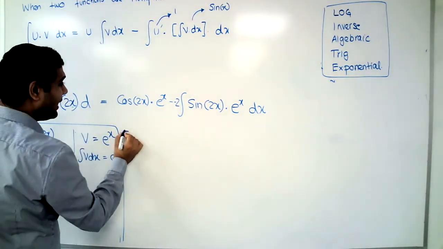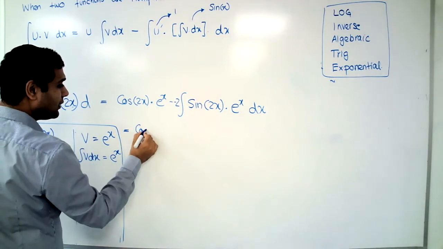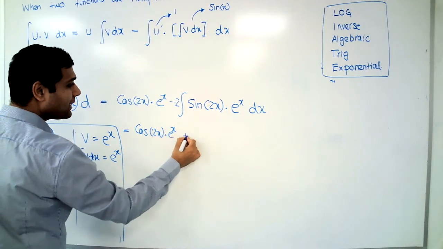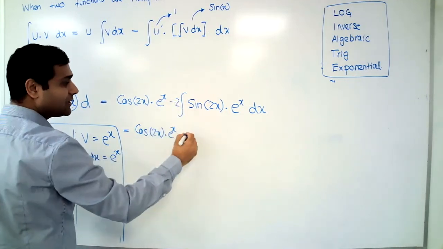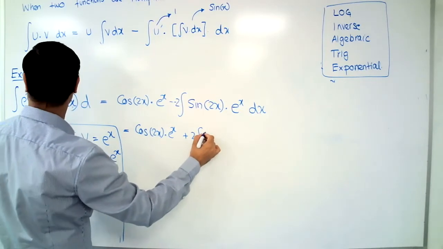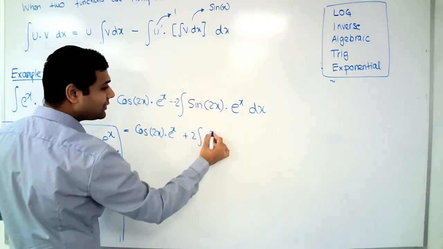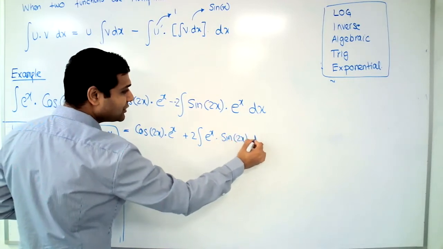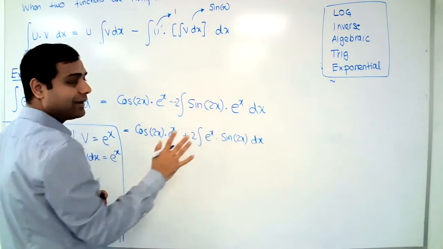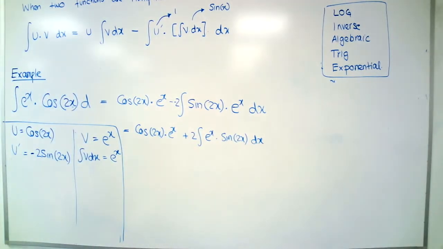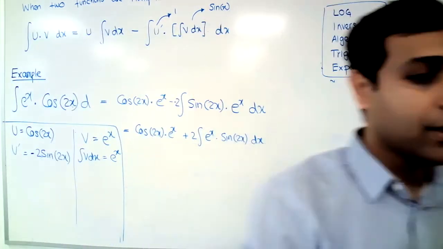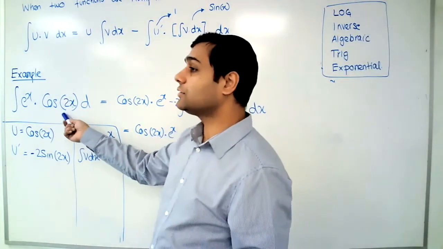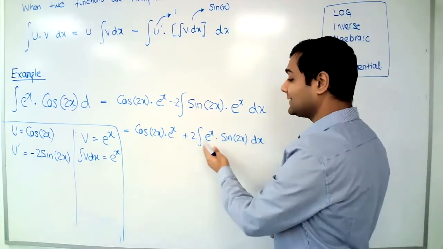Now, let's simplify. This becomes the cos 2x dot e to the x plus, minus times minus is plus. Can I write this one as e to the x dot sine 2x? Same thing, yeah? I just changed the position. I moved that one here, that one there. That's it. 5 times 2 is the same as 2 times 5. Now, if you have a look, I started with the e to the x cos 2x. Now, I got this bit plus I got that bit.